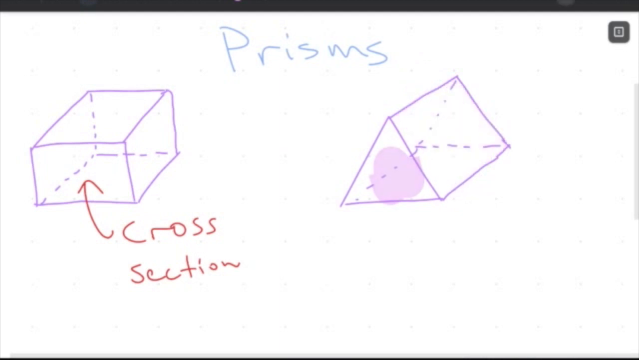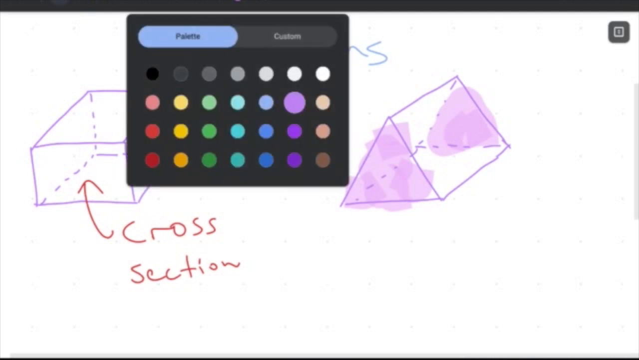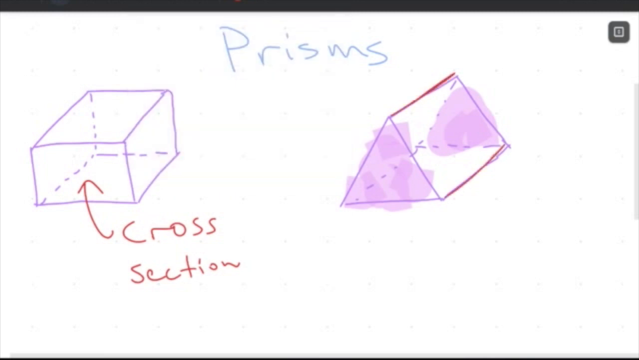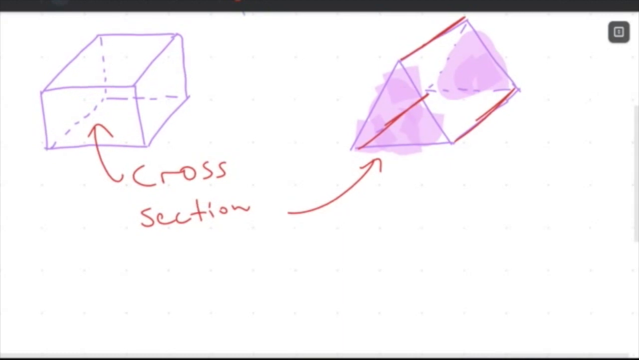And you can kind of see that here, hopefully, where you have this front face, which is a triangle, and you can see the back face is identical to that. That is what we call a cross section. And as long as we have these straight lines all the way through, wherever we slice this prism, whether it's say here or here or here, the face that's always showing is going to be my triangular face. So that is also going to be a cross section.